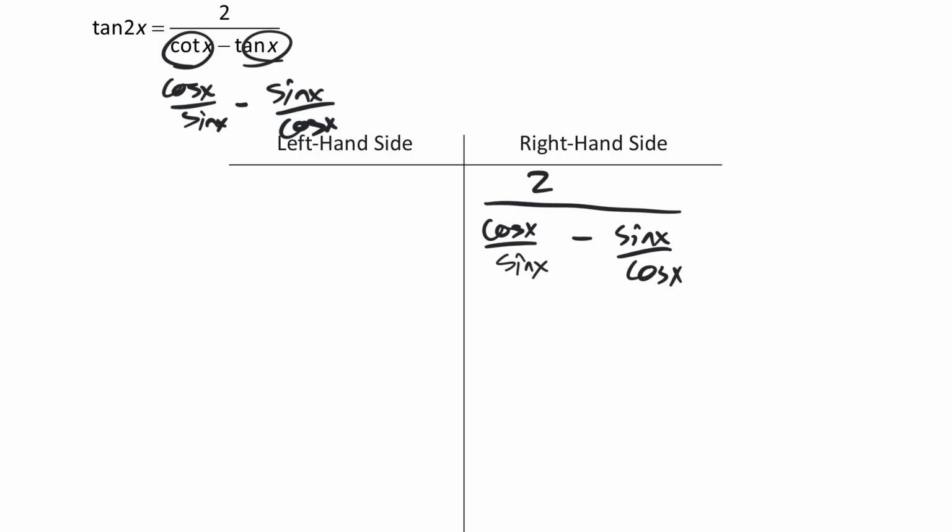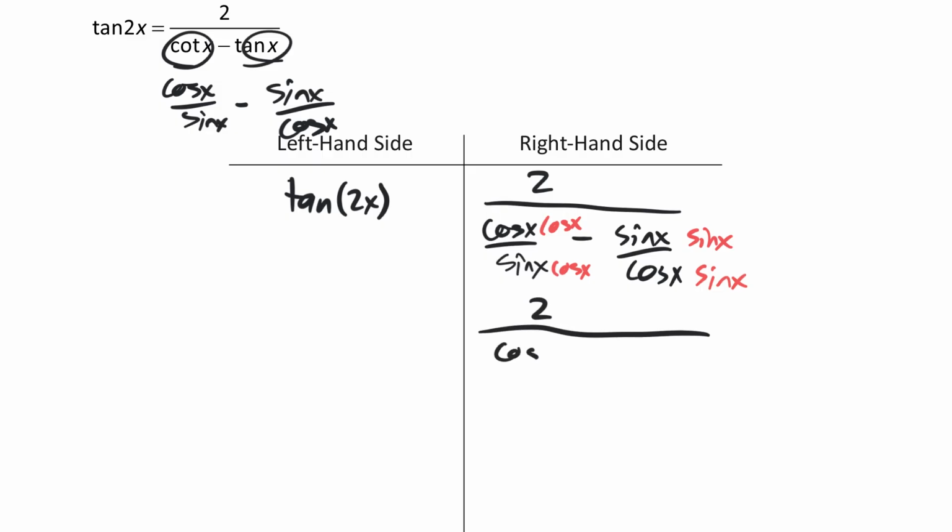And then because the left-hand side is simply just tan of 2x, we probably want to combine these different terms to make it a single term. So here we have to do common denominator. We're missing a sine x. Here we're missing a cos x. That's going to give us 2 all over cos squared x minus sine squared x all over sine x cos x.